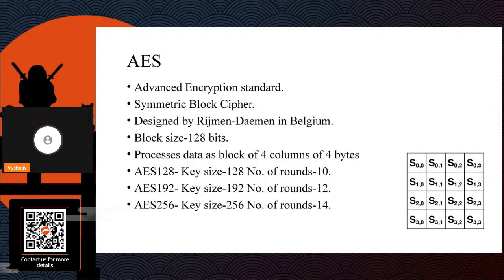There are 3 types of AES: AES 128, AES 192, and AES 256. In AES 128, the key size is 128 and the number of rounds is 10. Here the key size is 192 and the number of rounds is 12. Here the key size is 256 and the number of rounds is 14. For all of them, the data size is 128.